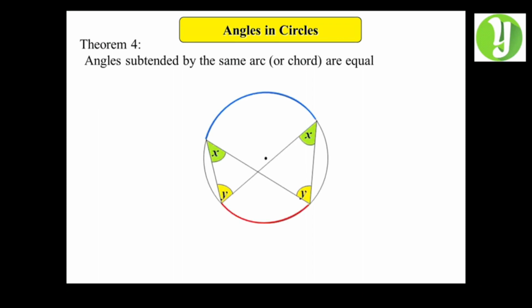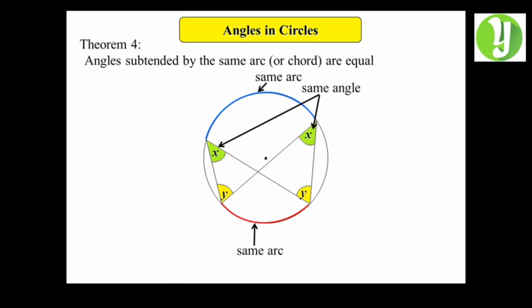For example, if this red one or the blue one is my arc and that's my chord, because a chord is a line touching two points of a circle. So for example, if the blue and the red one is an arc over there, they have the same angle. For example, this y and this y have the same angle according to this blue arc. Okay, like this, these two angles are equal.